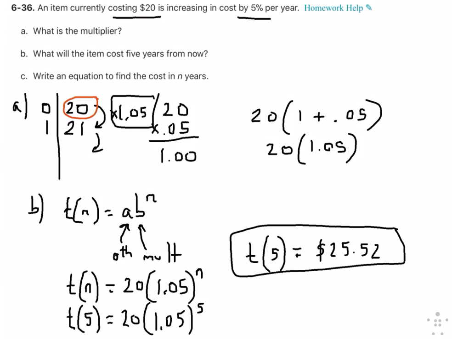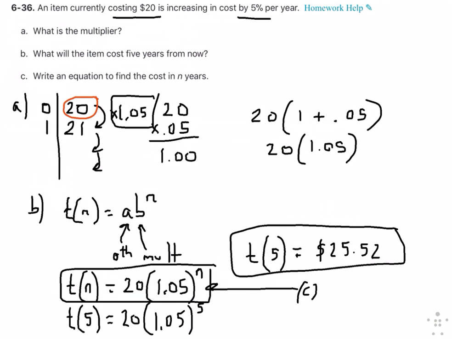And then C says write an equation to find the cost in n years. Well, we did that already, right? This is C, C is right here. Again, for B, you could have just multiplied this out and out and out. I think it's easier to write the equation and then use the equation.